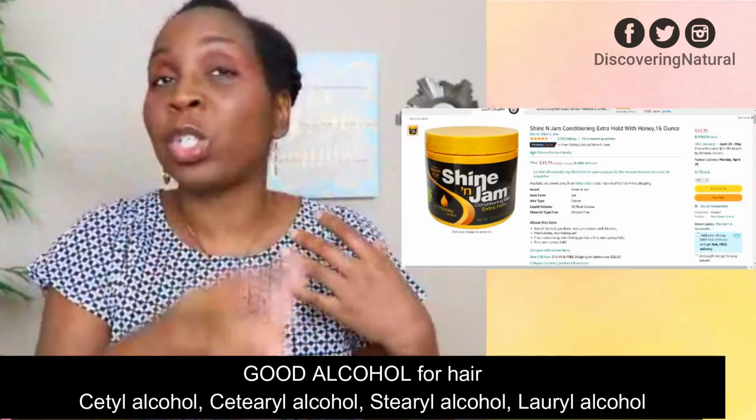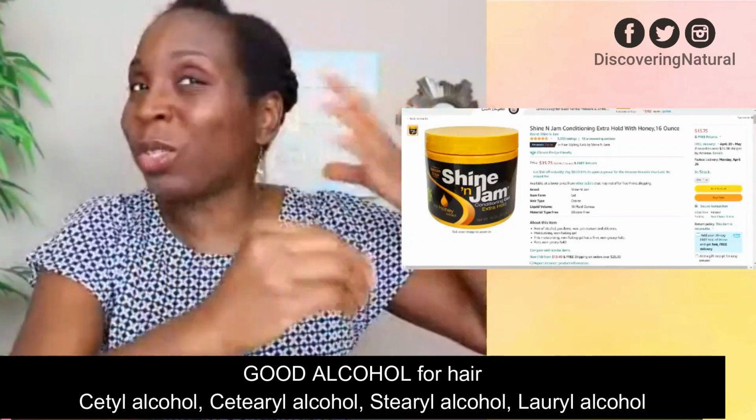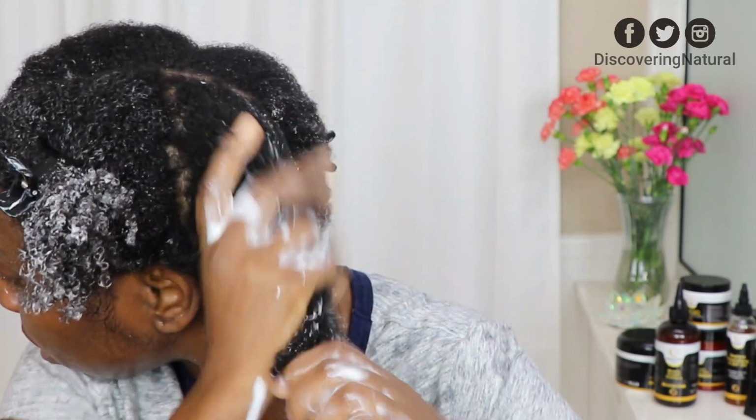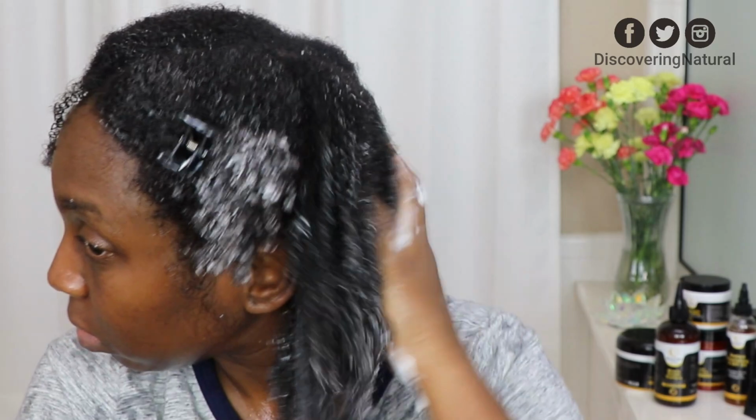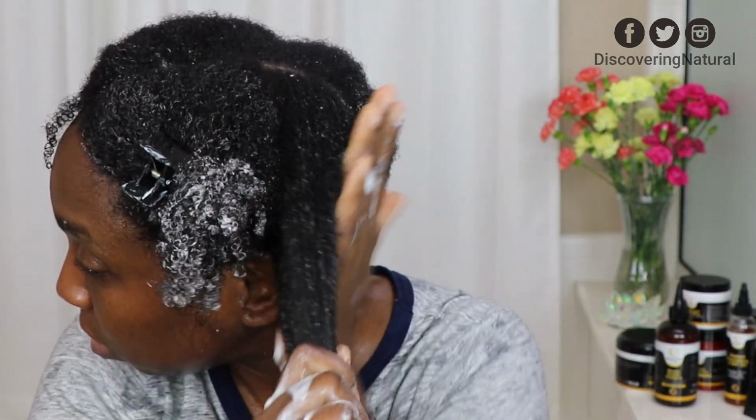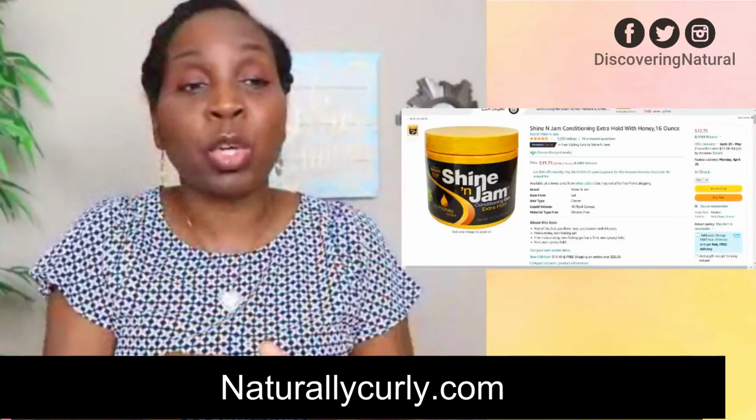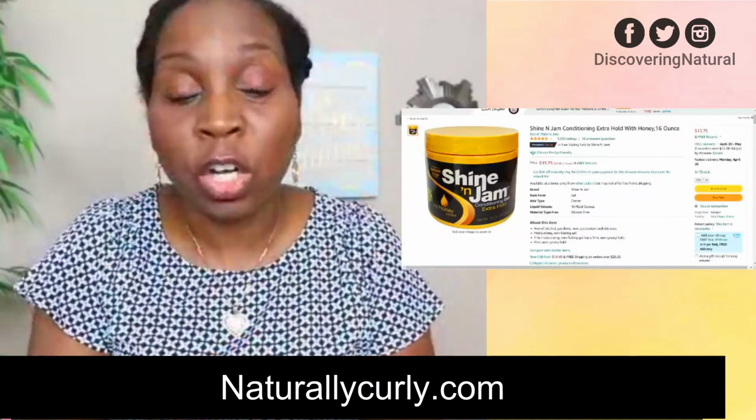So when you have this in your hair, they help your hair. Sometimes when you see people applying conditioner to their hair, it is more slippery. When you have those in gels, your gels are more of a slippery nature. So this resource, I got it from naturallycurly.com.